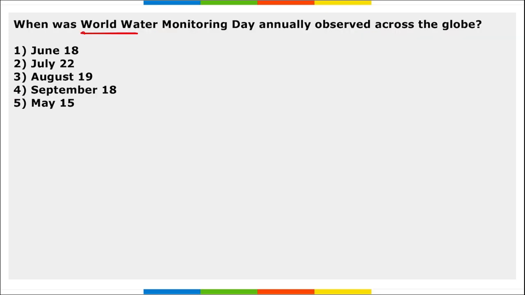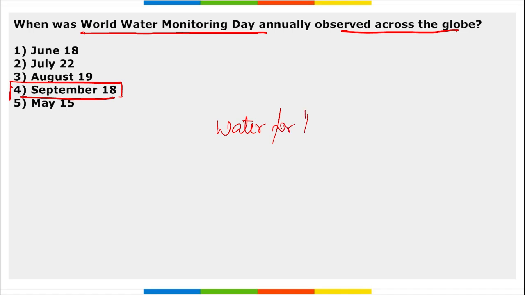Next, when was World Water Monitoring Day annually observed across the globe? So World Water Monitoring Day observed on 18th of September, and this is basically to create awareness about the monitoring water quality issues and promote the public involvement in protecting the water resources. There is a theme for this day, that is Water for Peace.